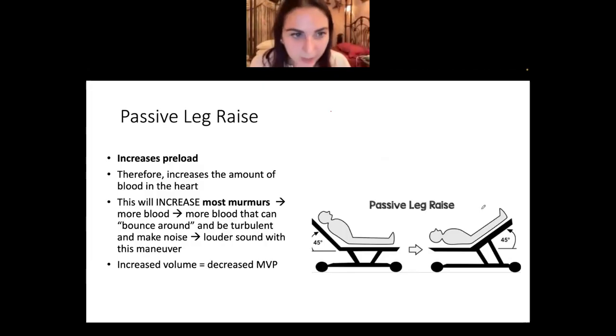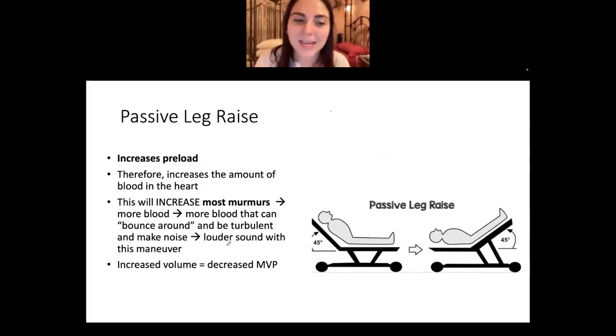So this is going to increase your preload. This will actually increase most murmurs, hopefully, again, making sense. You're increasing the amount of blood in the heart. There's now more blood that can bounce around, be turbulent, make noise. So technically, you would see a louder sound with a passive leg raise.